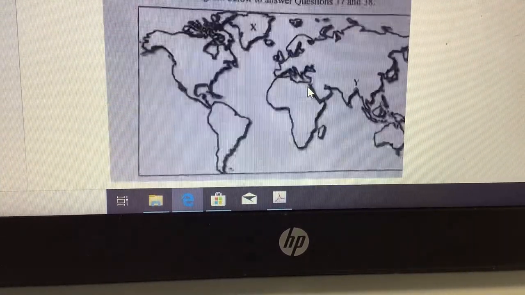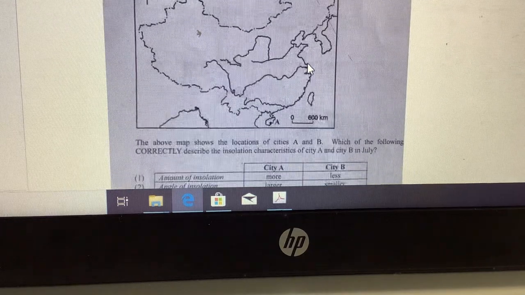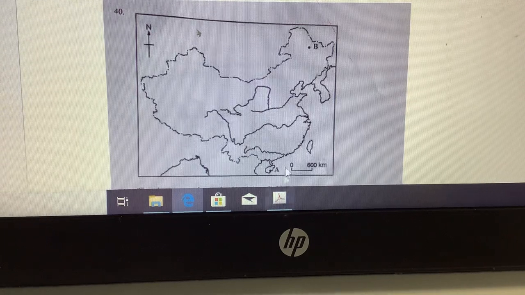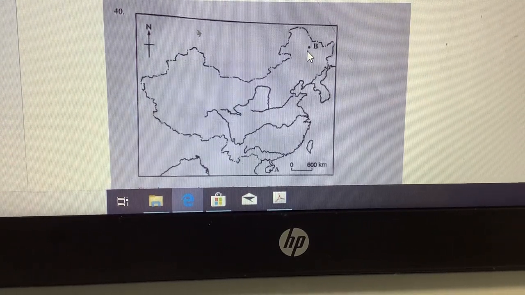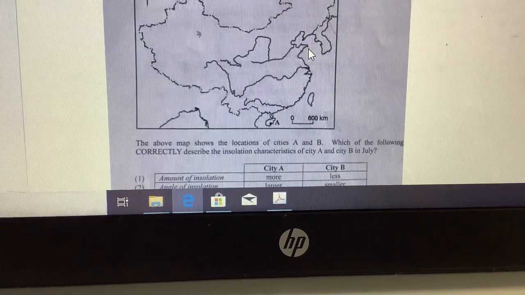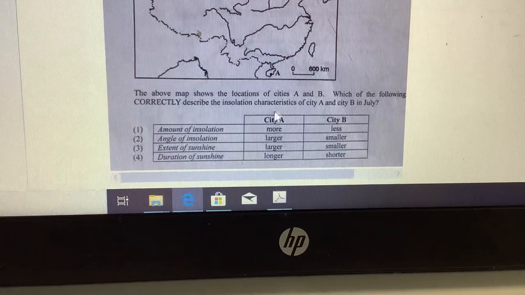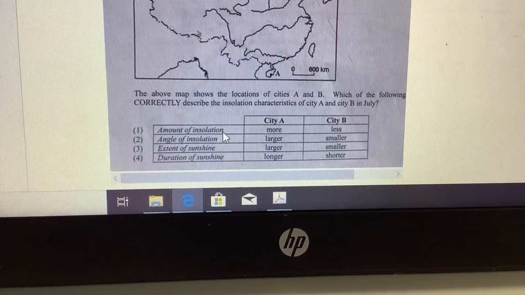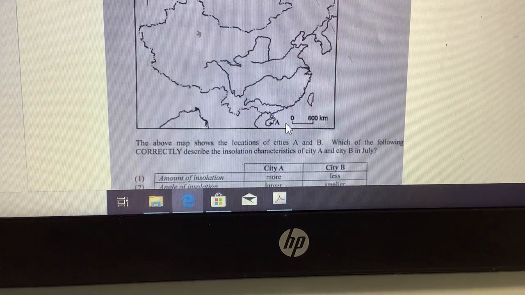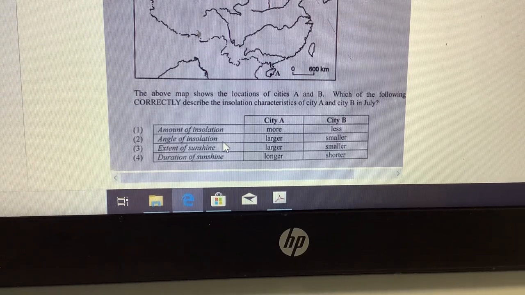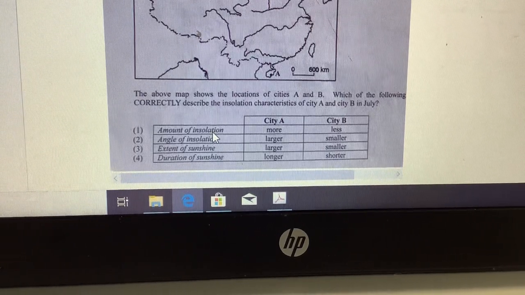Next one. Oh, there are 2 cities for this one. One is in the Highland Island, another is in Heilongjiang. I forget the exact name of the provinces. Liaoning or Jilin, I forget. Sorry about this. So city A, the insolation for city A should be higher. This one is right. And then angle of insolation, which is directly proportional with the amount of insolation.